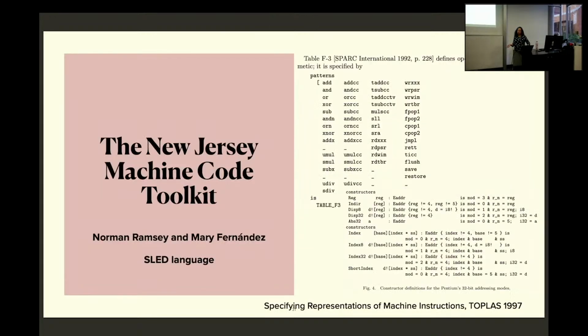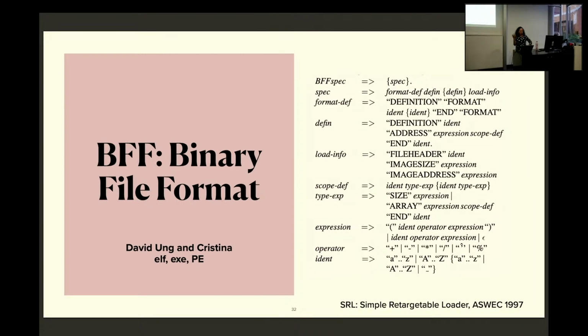So we teamed up with Norman Ramsey and Mary Fernandez. Norman was working at the University of Virginia at the time, and he was interested in encoding all of the assembly instructions for the purposes of compilation. And we were interested for the purpose of the inverse, for decompilation. So we teamed up those resources to work on this. We also looked into various different binary file formats, to be able to specify all of that information, and this was work with a PhD student, David Ang.